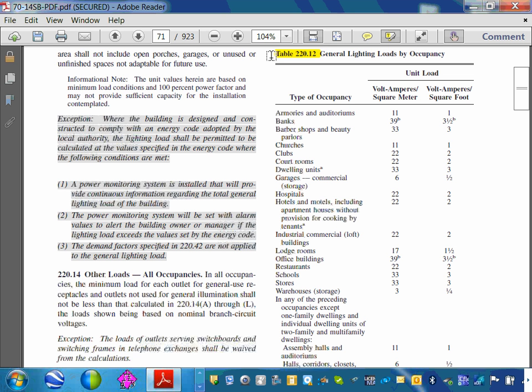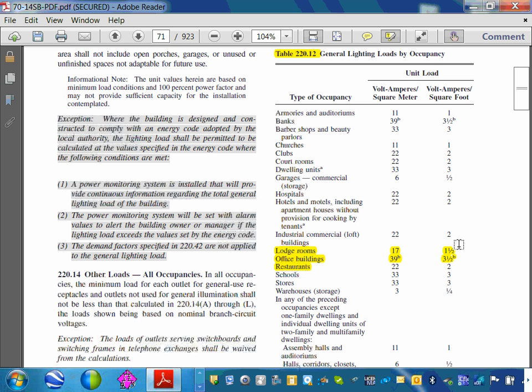All right, if you look at this table, we're looking at an office building, right? Oops, why did I highlight the restaurant? Okay. Office building. My highlighter is not catching up with me. All right. Highlight the office. Can you see under the office what it says here? 3.5, yeah, the B is just a note underneath it.